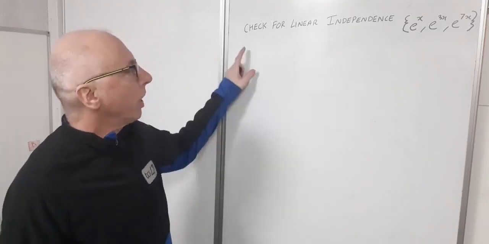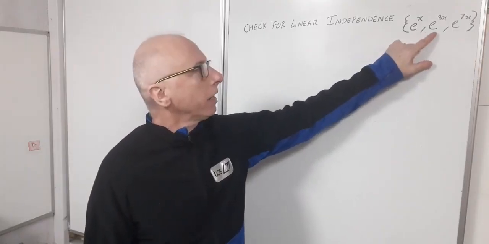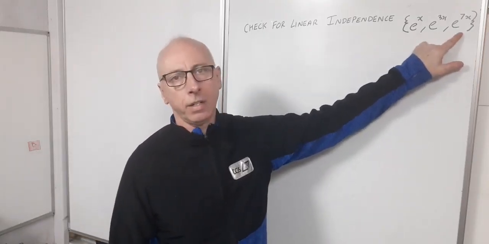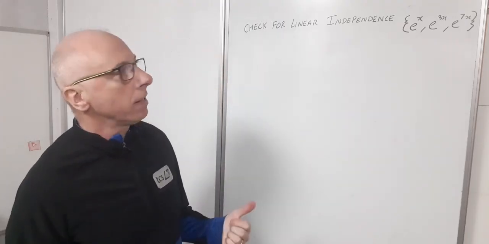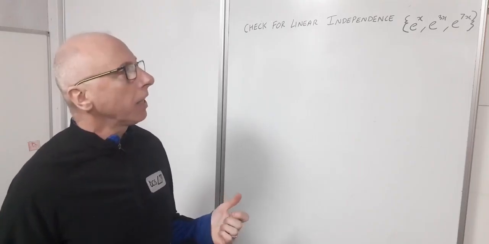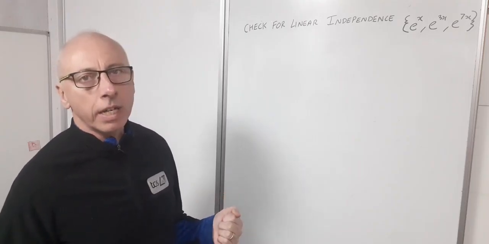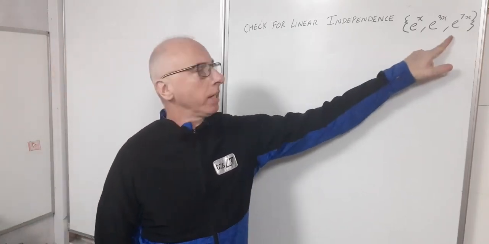So in this video, we're going to check for linear independence this set of solutions here: e to the x, e to the 3x, and e to the 7x. Now what I'm going to do is turn these into a matrix called the Wronskian, and if the determinant of that matrix is not 0, then we know that these solutions are linearly independent.